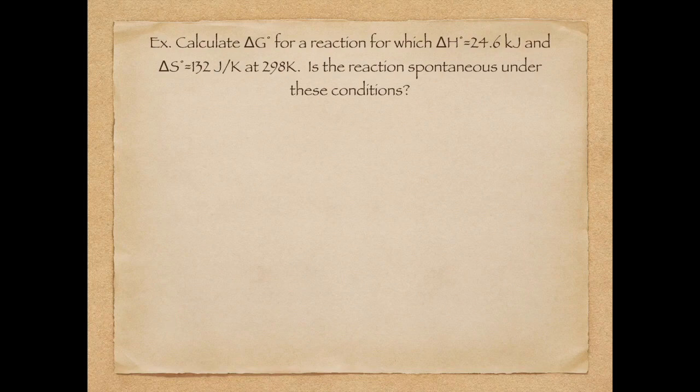Here it asks you to calculate your standard change in Gibbs free energy for a reaction for which your standard enthalpy change is 24.6 kilojoules and your standard entropy change is 132 joules per Kelvin at 298 Kelvin. And it says, is the reaction spontaneous under these conditions? Well, I'm going to use this equation to calculate my delta G. I know my delta H is 24.6 kilojoules, but since it's kilojoules for enthalpy and joules for entropy, I'm going to convert the enthalpy into joules by multiplying by 1,000.